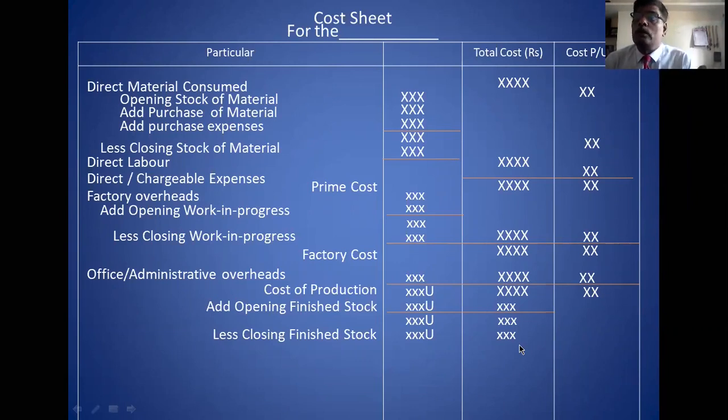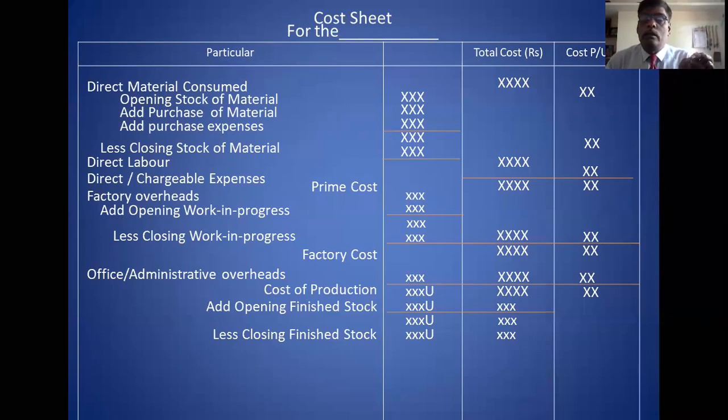If the value is not given in the problem, what do you have to do? You multiply the number of units by the cost of production per unit. Then you ascertain the value of closing stock.